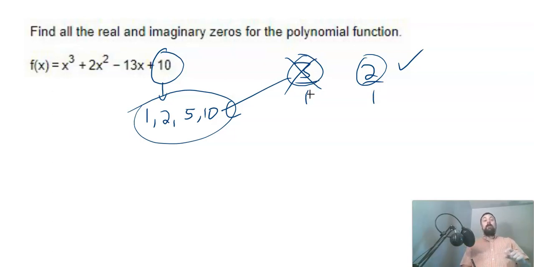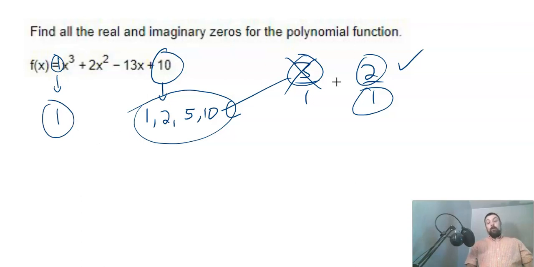Now, the denominator has to be a factor of the leading coefficient, and that's our fancy term for the coefficient of the highest power of x. So the coefficient of the highest power of x here is 1, right? X to the third power is the highest power, and 1 is the coefficient of that. And so what are the factors of 1? Just 1.